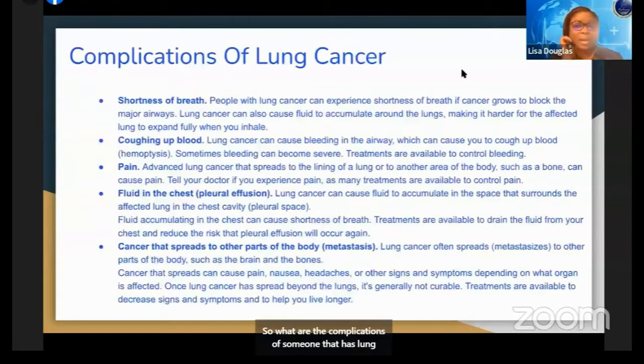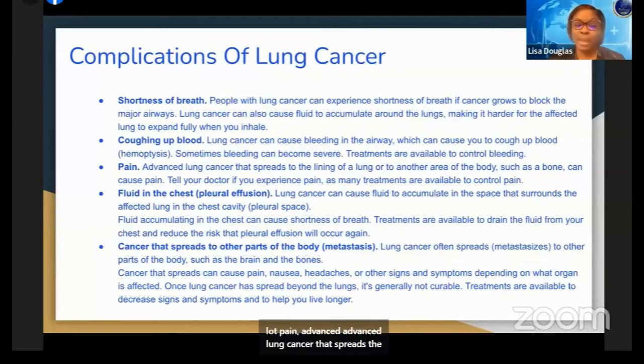So what are the complications of someone that has lung cancer? They get shortness of breath. People with lung cancer can experience shortness of breath if cancer grows to block the major airways. Lung cancer can also cause fluid to accumulate around the lungs, making it harder for the affected lung to expand fully when a person inhales. Coughing up blood is called hemoptysis. Sometimes bleeding can become severe. Treatments are available to control the bleeding, however.